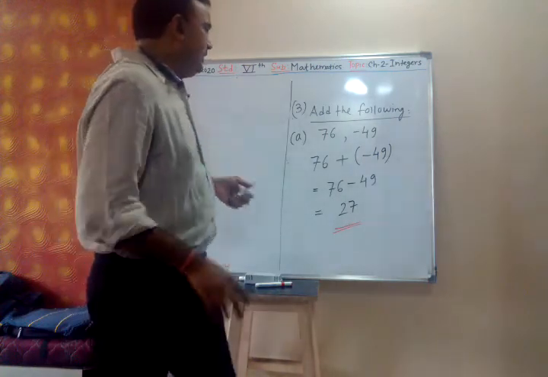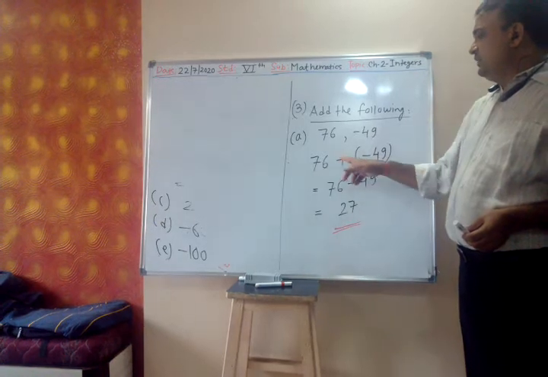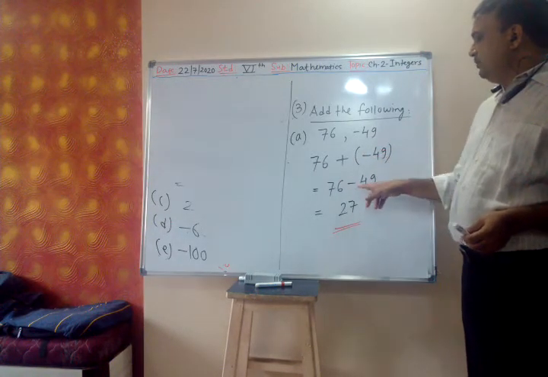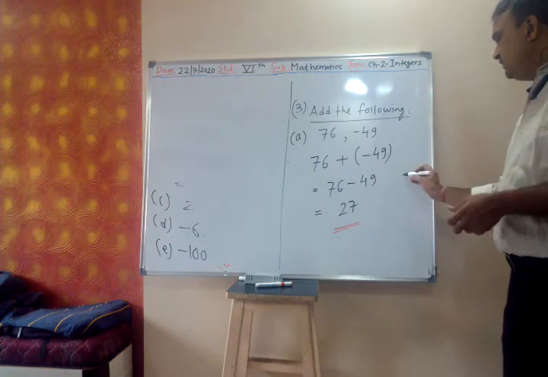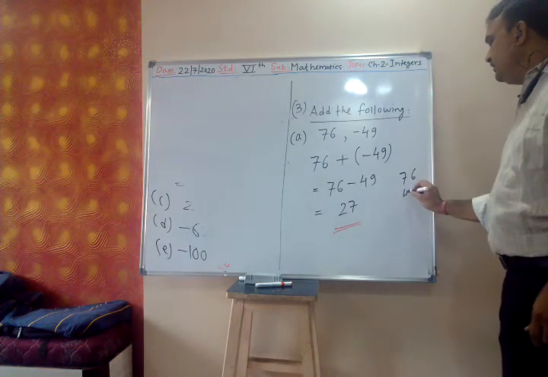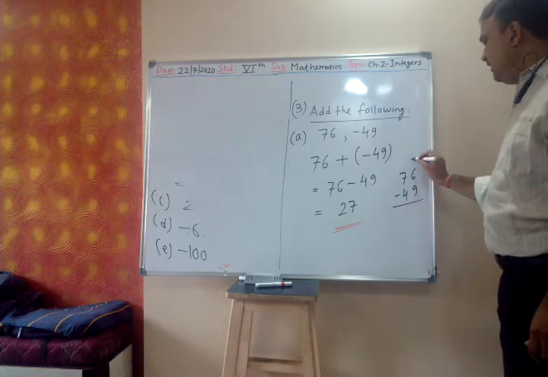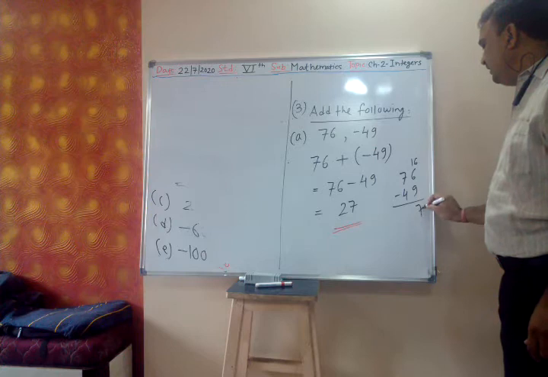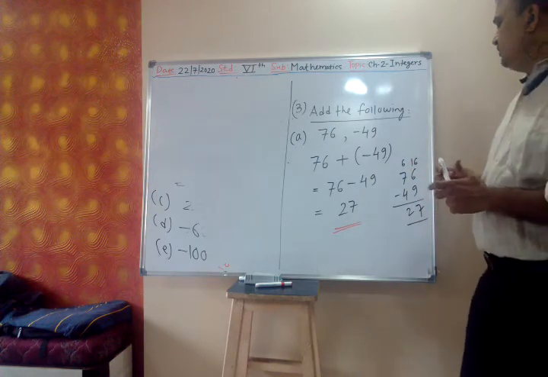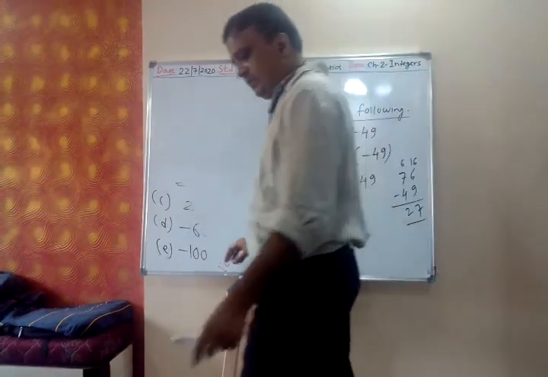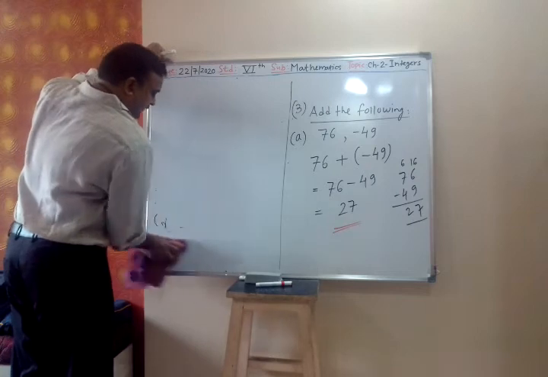Yes, that is what I am telling. Bigger number is 76, smaller number is 49. You have to subtract 16 minus 9. 76 is this, 49 is this. Subtract. This is smaller, so 1 is carried. 16 minus 9 is 7, and this is 6, 6 minus 4 is 2. 27. You have to subtract smaller number from bigger number.